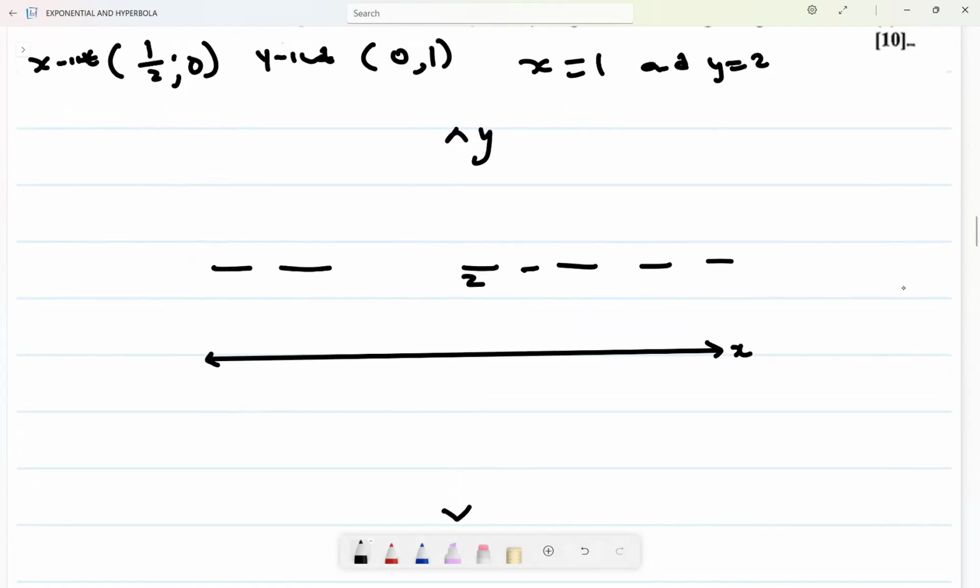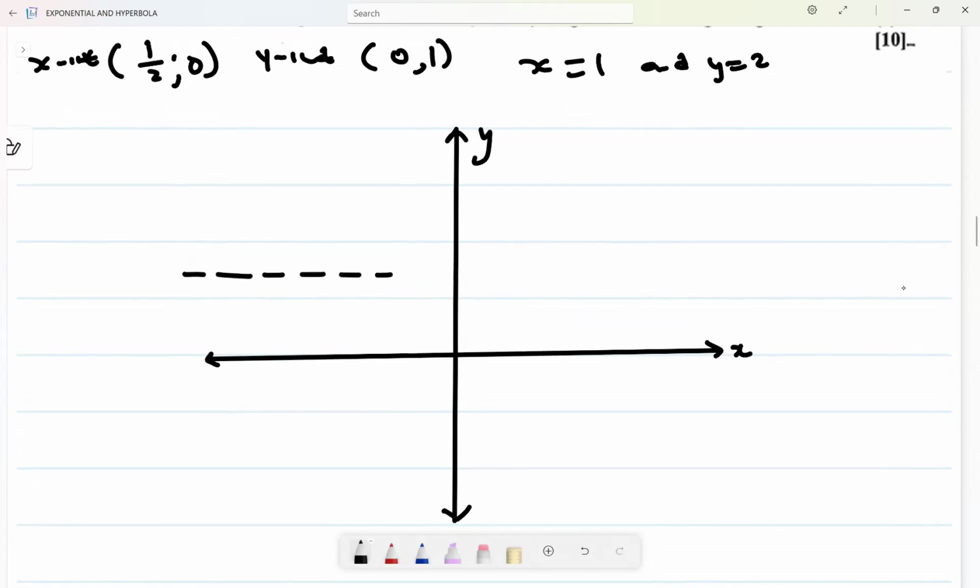Okay, let me redraw this in a beautiful manner, guys. Now I like to indicate here y is equal to 2, or you can put it here 2. And then the other one, it is x is equal to 1.